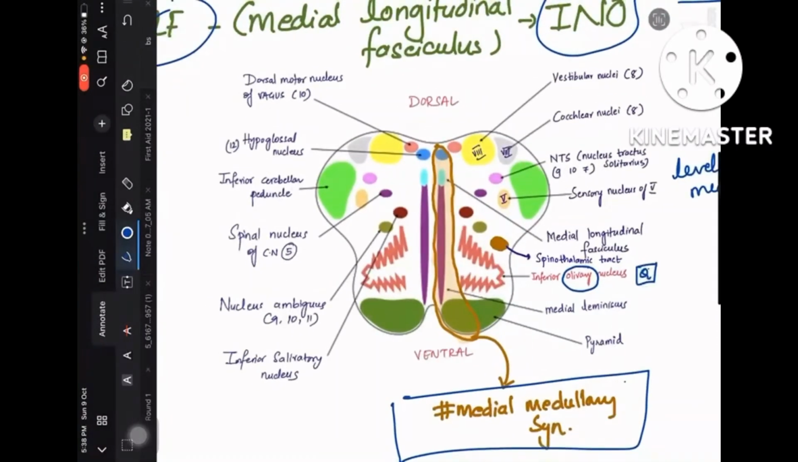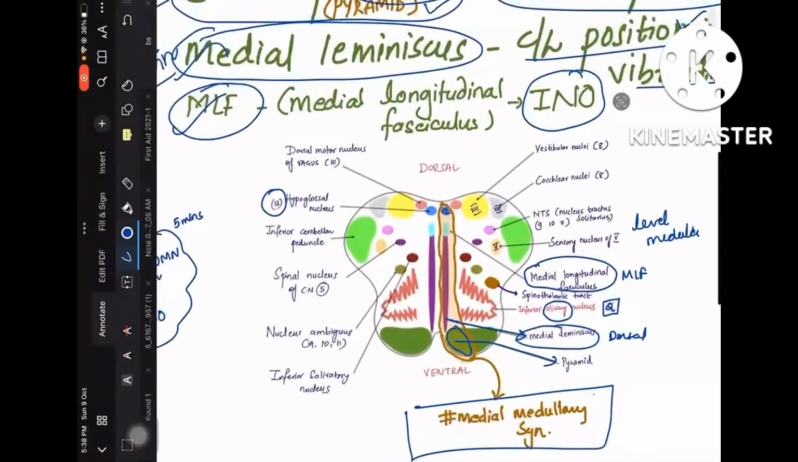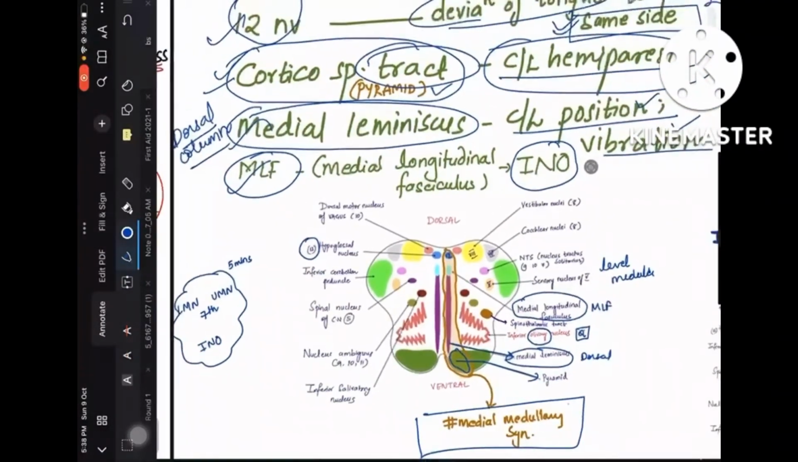So here you have the 12th nucleus. This blue one is the 12th, this sky blue colored one is the medial longitudinal fasciculus, this purple one here is the medial lemniscus, which is the dorsal column, and the green one is the pyramid. So all these structures are involved in the medial medullary syndrome.